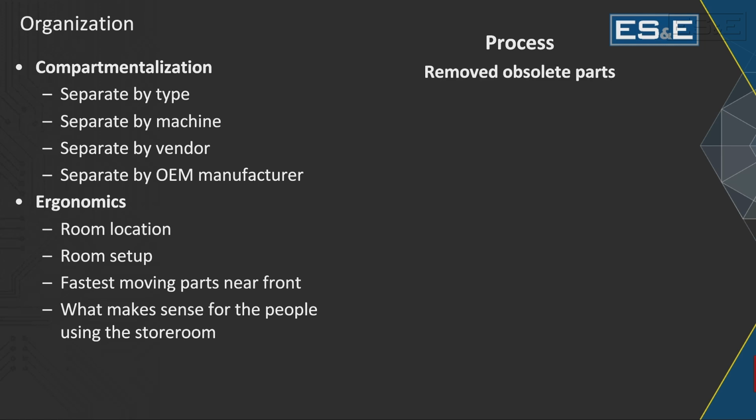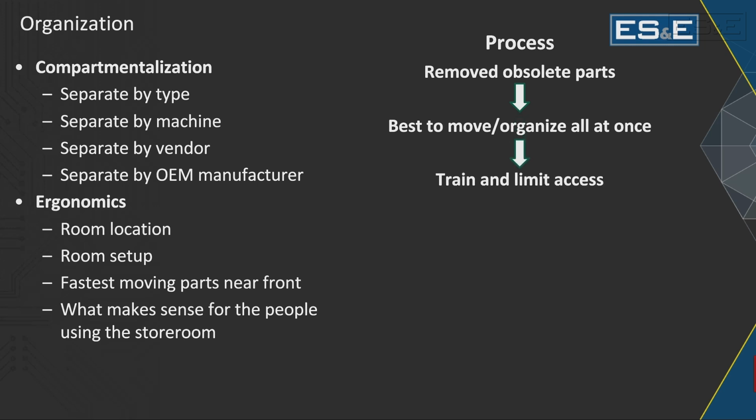The first thing you want to do is eliminate obsolete parts, which the IBE can really help with. And then move everything all at once. If you're creating a new storeroom or moving it all, the best way to do it is to move it all at once. You don't want to take your time and move it. Things will get lost in the process. Then you want to train your people and limit the access to the room.